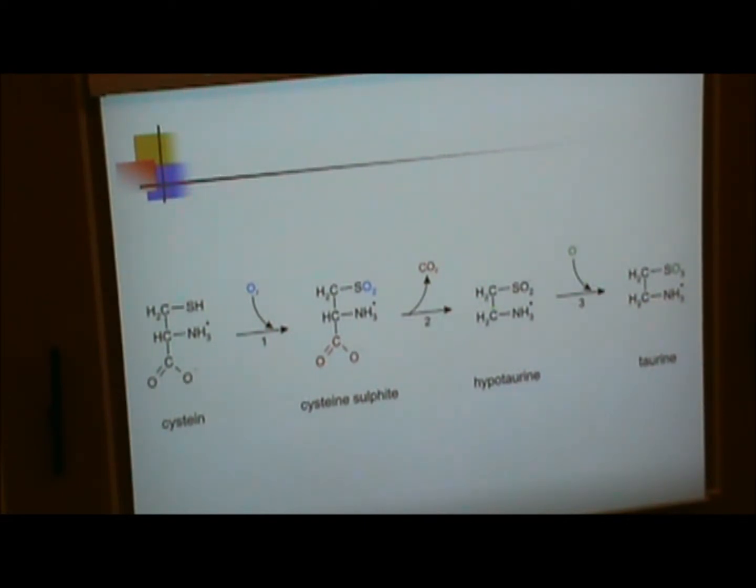What is the biological function of taurine? Taurine interacts with bile acids, increasing their solubility. Furthermore, taurine accumulates in the central nervous system. It works as a neurotransmitter in the central nervous system.